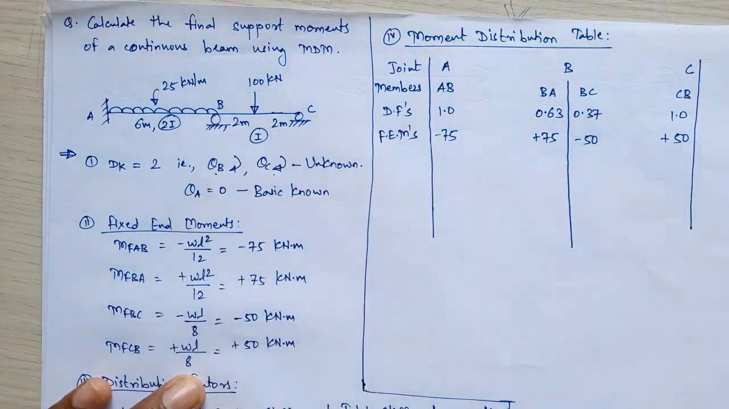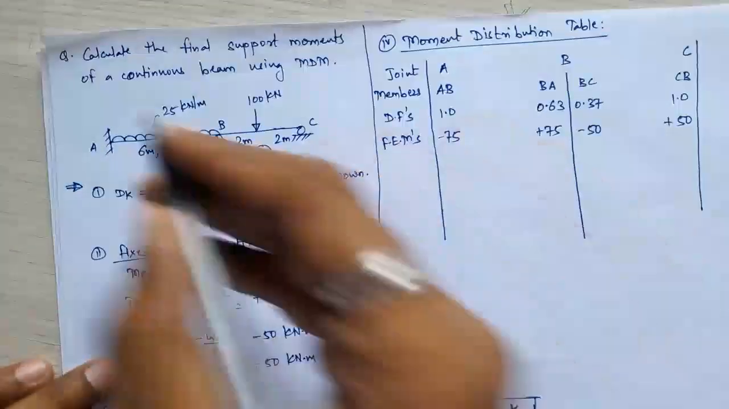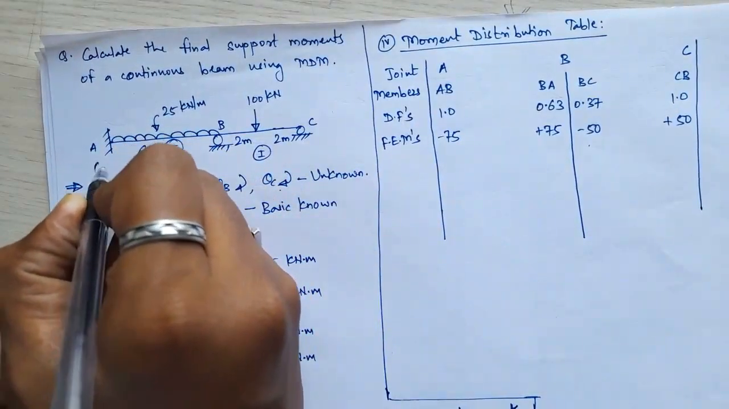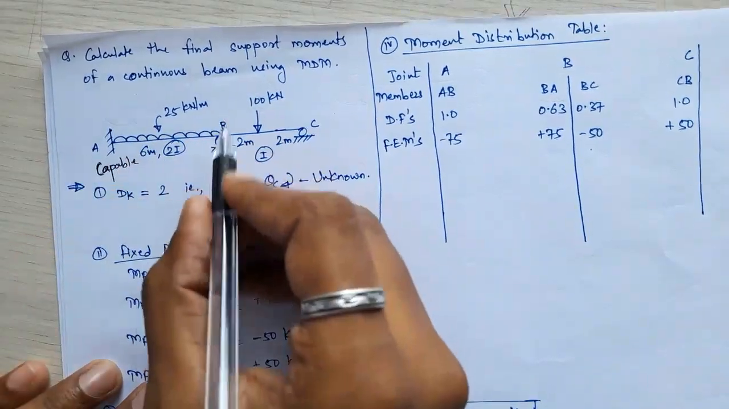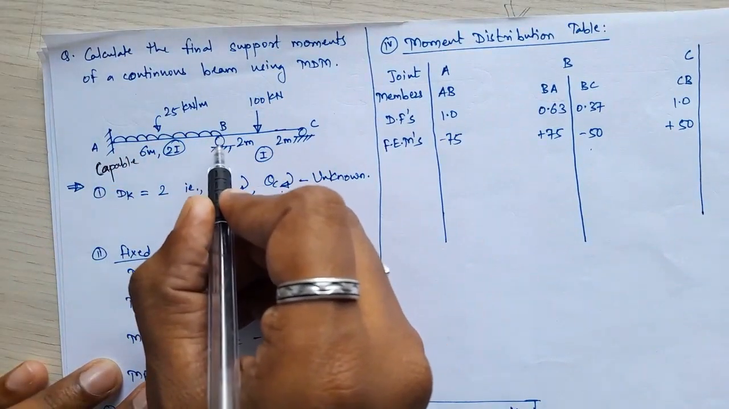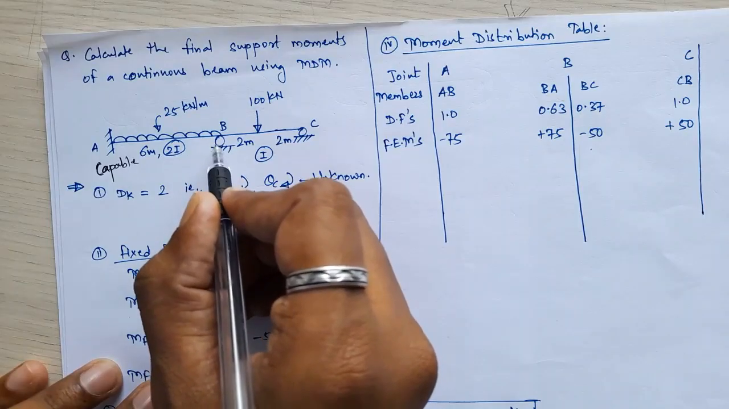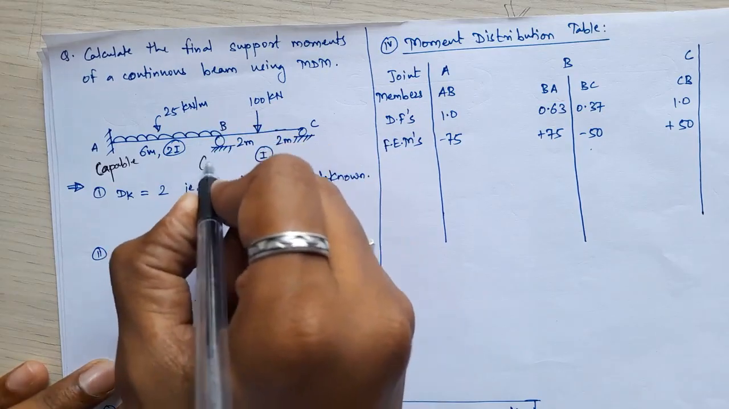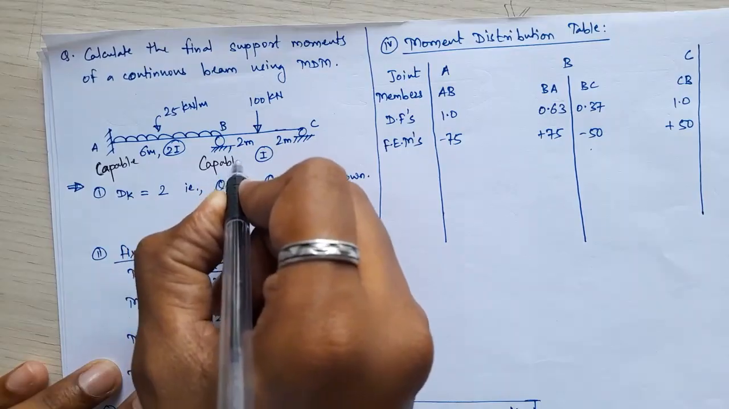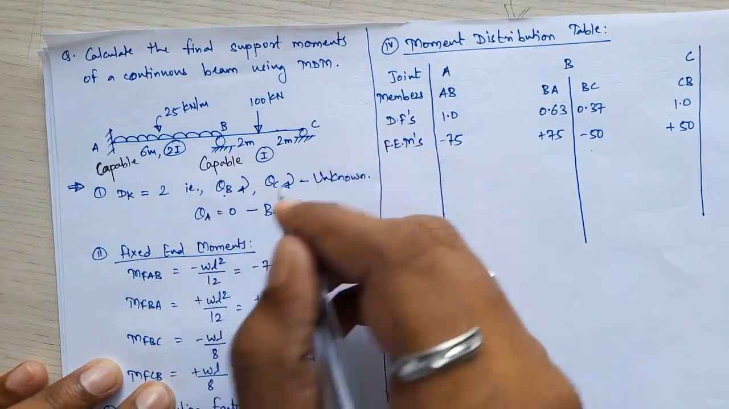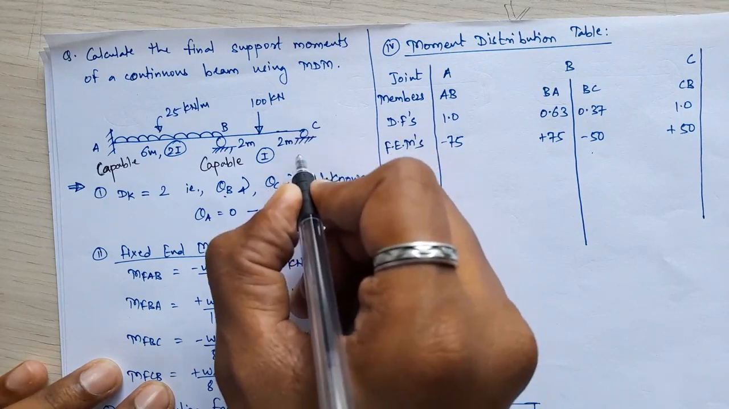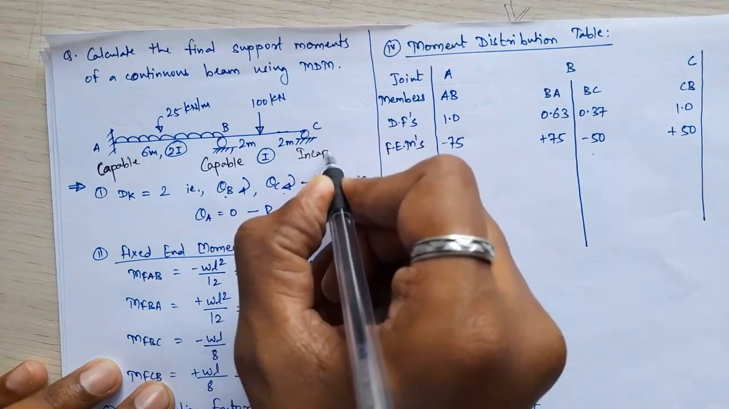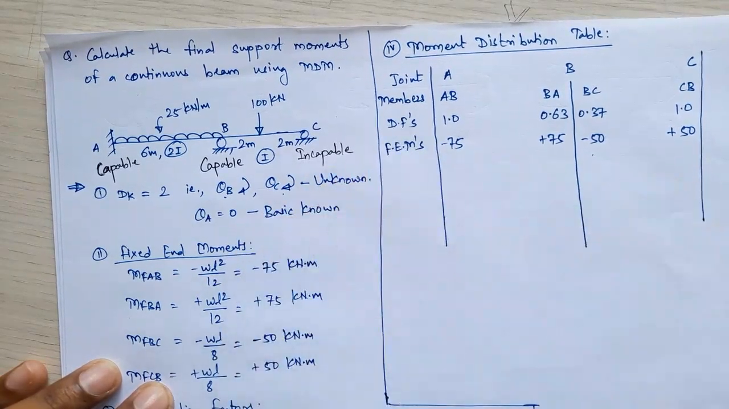Here I am writing capable support. Then joint B, if you see, this is an intermediate hinge support or intermediate roller support, so this will also be classified as your capable support. You can check the theory also; in the previous lecture we have seen that. And the last is the end roller support. This type of support is always classified as an incapable support.